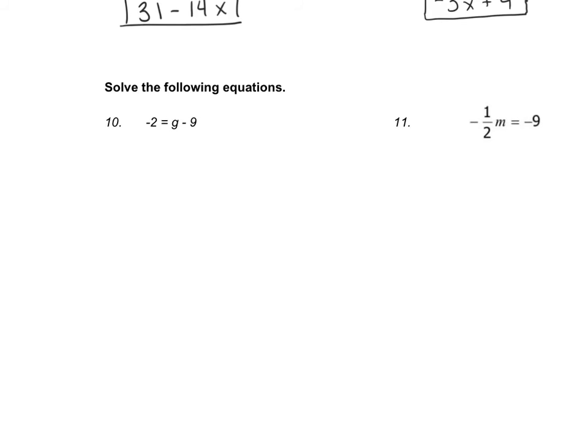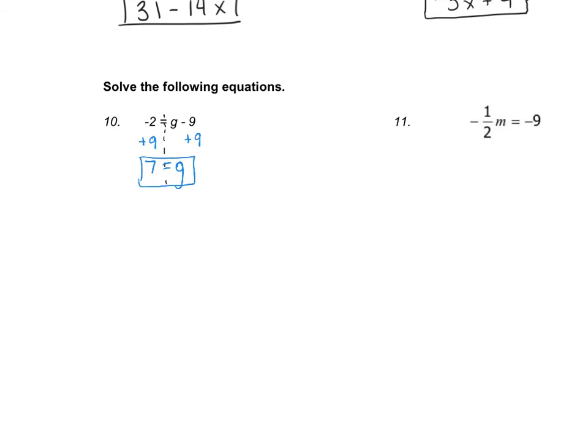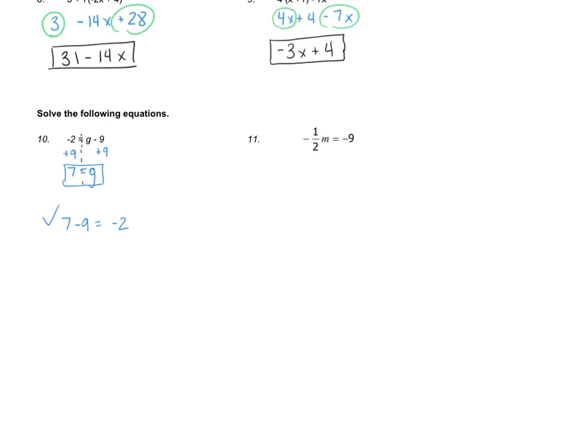Now let's go ahead and solve our equations down here. Remember we did this dotted line. If I have g minus 9, I'm going to add 9. Whatever we do to one side, we do to the other. So now we have g equals negative 2 plus 9 is going to give me 7. And remember, we can check our work. 7 minus 9 is negative 2. So I know my answer is correct.